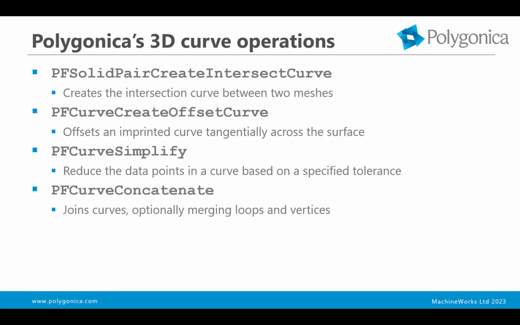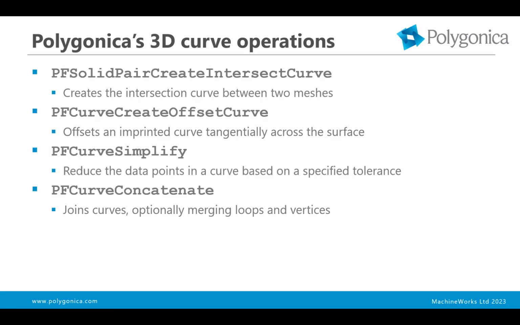Within these demos, we're going to be using four pretty important functions. The first one, PF solid pair create intersect curve, is really part of the Boolean. This takes two meshes and creates the intersection between the two meshes as a 3D curve. So that's a fairly fundamental operation. And then the second important one is create offset curve. That takes an imprinted curve and offsets it tangentially across the surface, keeping an equal distance between the offset curve and the original curve. So it's a kind of Minkowski sum offset.